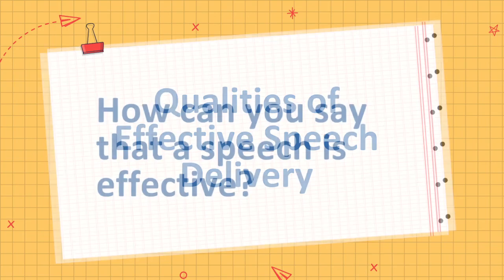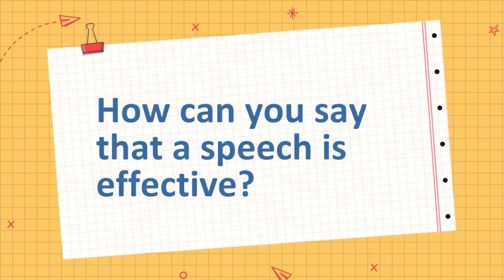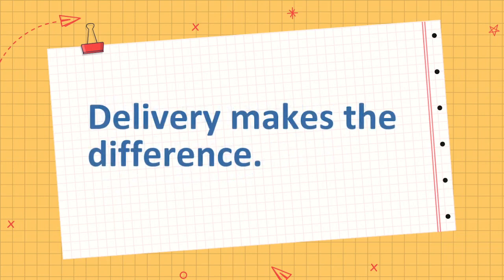Qualities of effective speech delivery. How can you say that a speech is effective? Remember that delivery makes the difference. You can persuade people and change their attitude. Good delivery will also affect the audience comprehension of your speech. In the end, your delivery is a reflection of who you are. The audience perception about your character and trustworthiness will be based on your delivery.